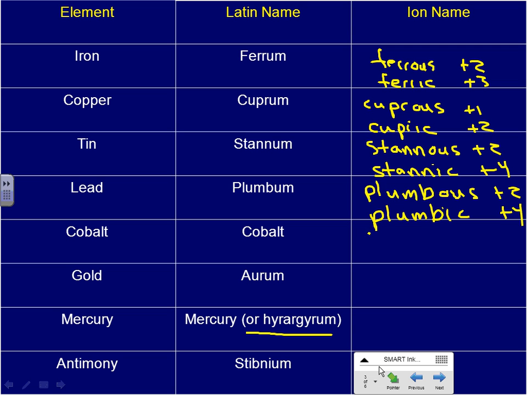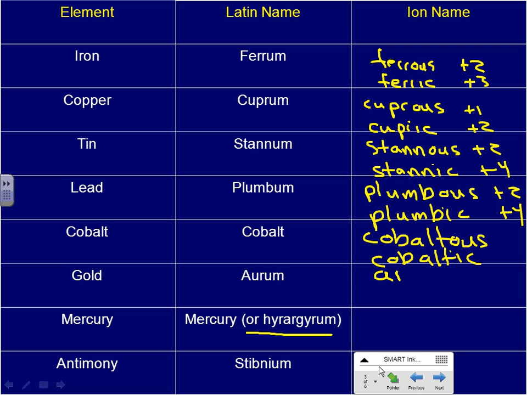Cobalt. Now notice it doesn't have a Latin name, so we just keep the regular name: cobaltous and cobaltic. All right? So we can have a nickelous and a nickelic. Funny too. It's just funny to say. So if they don't have the funny names in here, then you just keep the regular name and you put an ous ending on it. Let's not worry about the charges anymore. I just want to get to the bottom at this point.